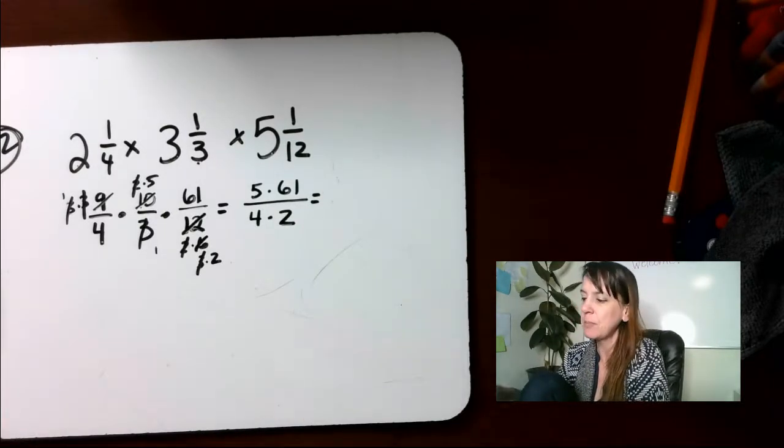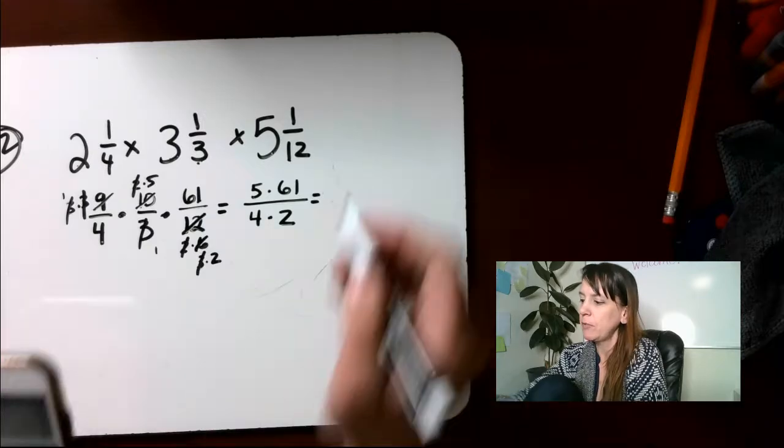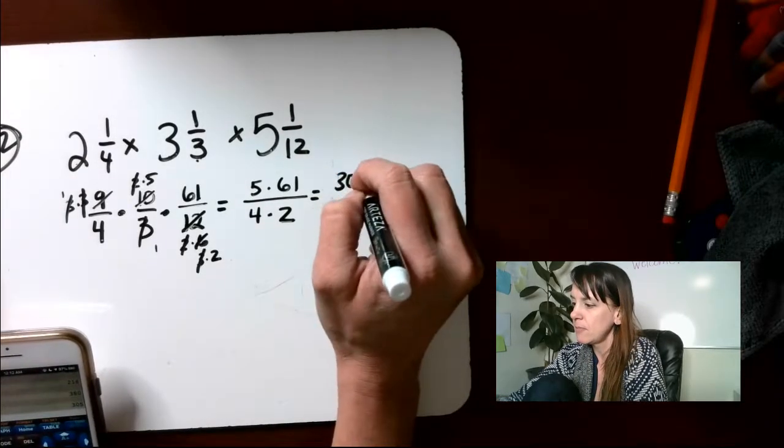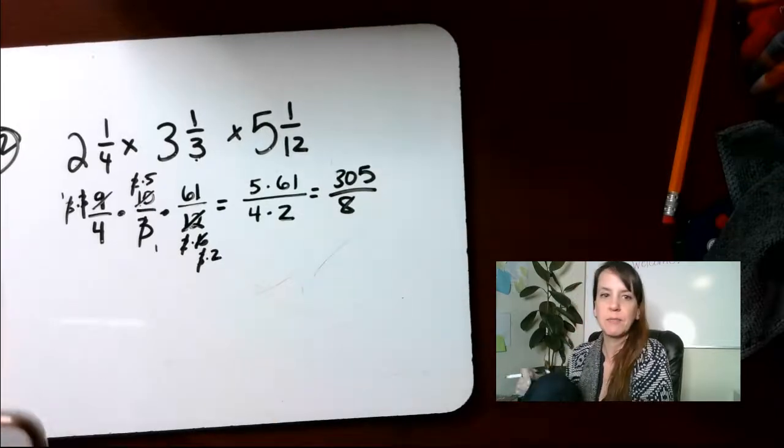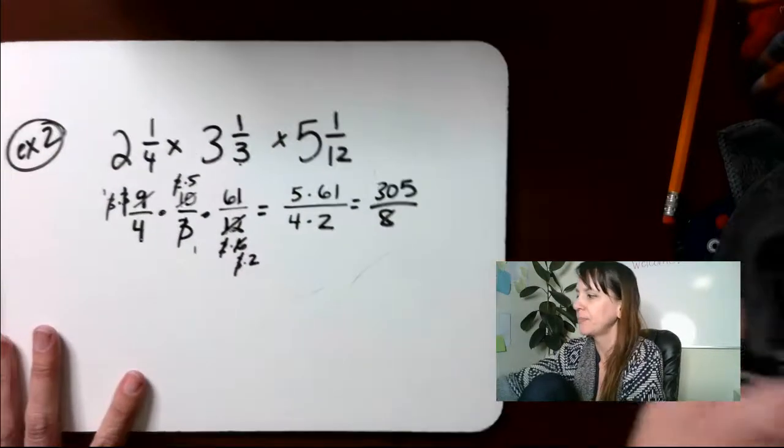So since nothing else can be broken down, we've got 61 times 5, which is 305. And then 4 times 2, which is 8. So there is our answer.